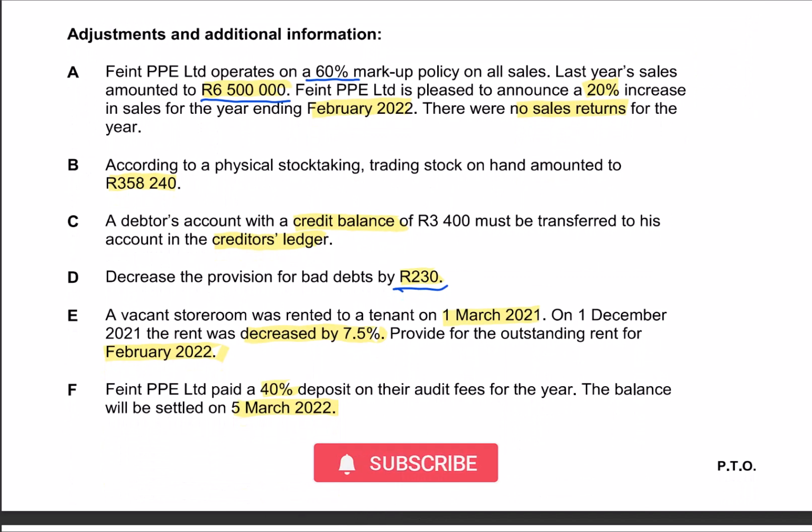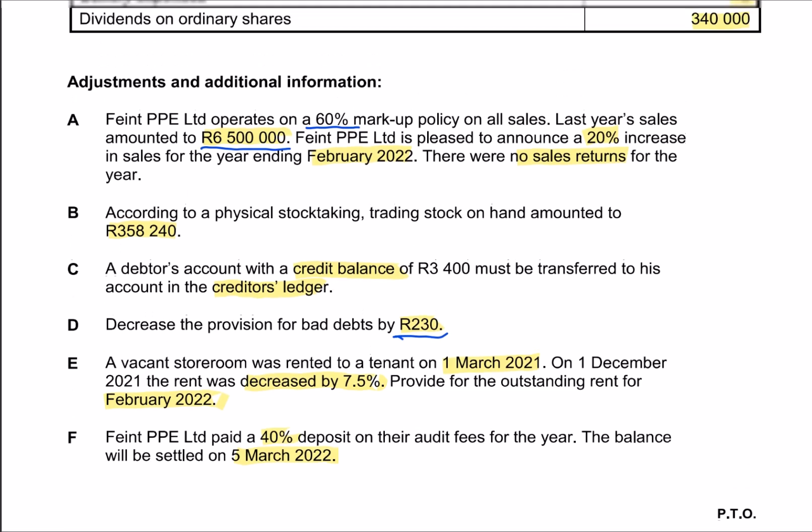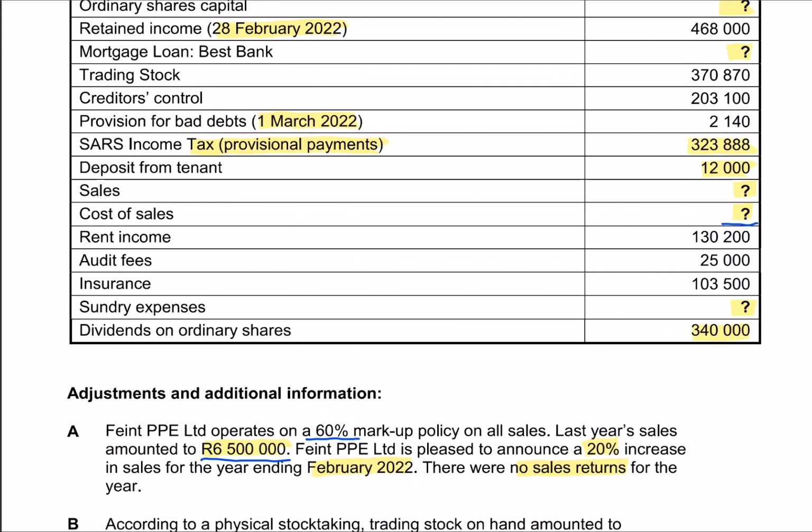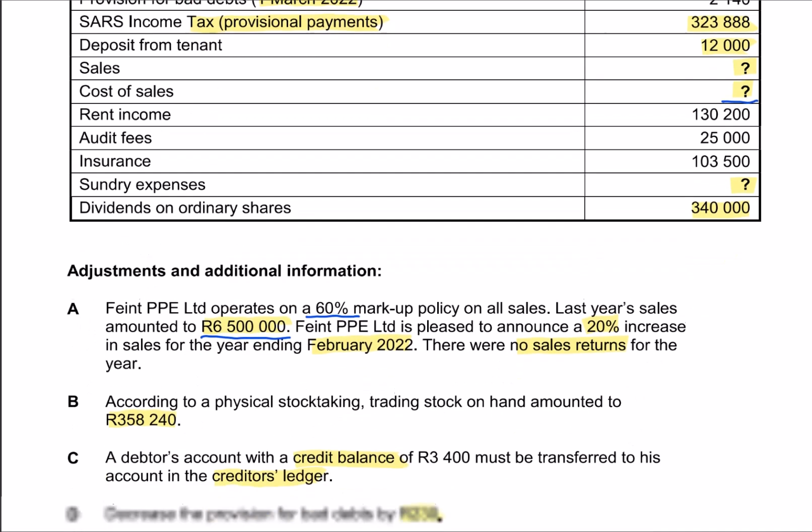a vacant storeroom was rented to a tenant on 1 March 2021. On 1 December 2021, the rent was decreased by 7.5%. Provide for the outstanding rent for February. That means they didn't receive rent for February. Okay, so what we need to do in this particular question, we have the rent that was given here. Rent income 130,200.